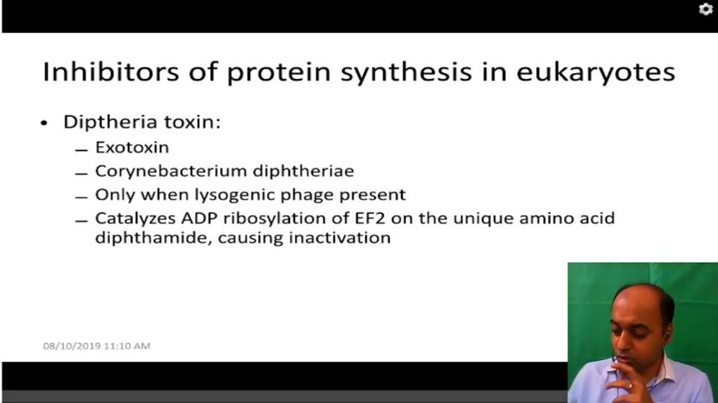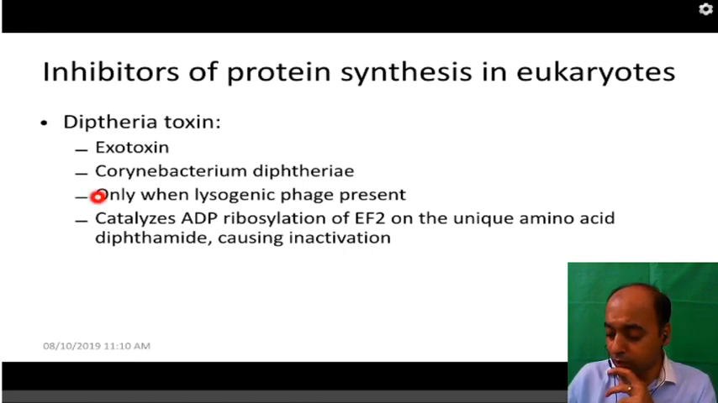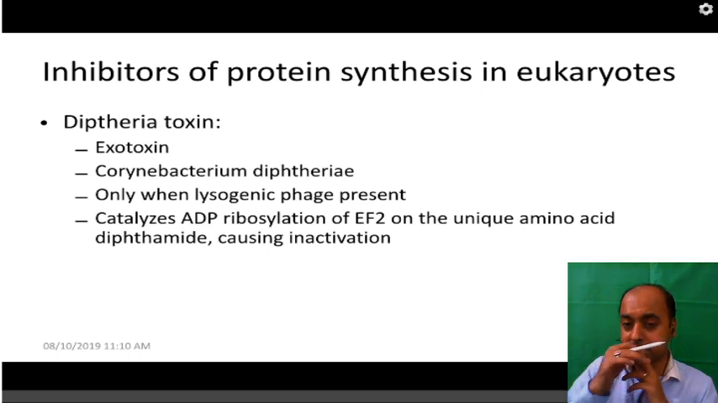So, inhibitors of protein synthesis in eukaryotes. We're talking about the diphtheria toxin. We said it is an exotoxin produced by Corynebacterium diphtheriae under special conditions. It is produced only under special conditions. Only when a bacteriophage is present in the lysogenic stage.